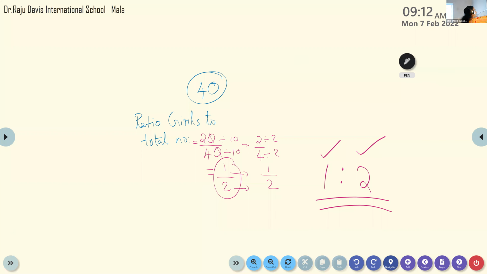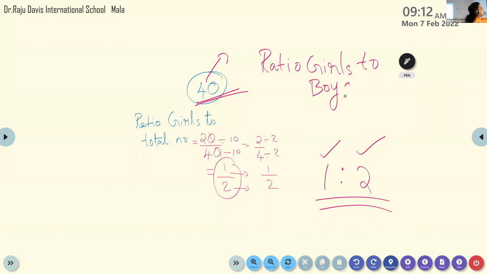What is the total number of students? 40. Suppose I give you the question: ratio of girls to boys, the ratio of the number of girls to the number of boys. What will we compare? Tell me. 20 girls by 40? 20 by 20. 20 divided by how many boys? 20. What will be the ratio, children?